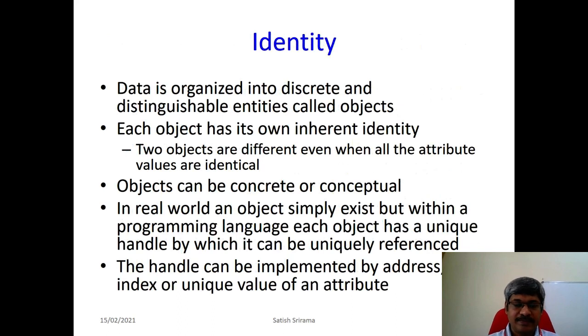So what is identity? As I already mentioned, data is organized into discrete and distinguishable entities called objects, and each of these objects has its own identity. That is the essential feature we are discussing now. Even if there are two objects whose attributes are all the same and whose values are also identical, these objects are still not identical.